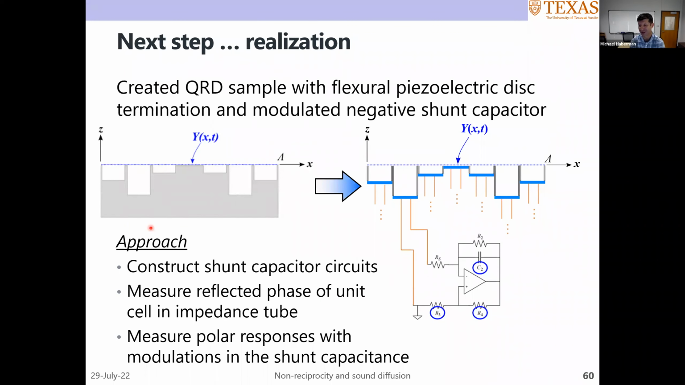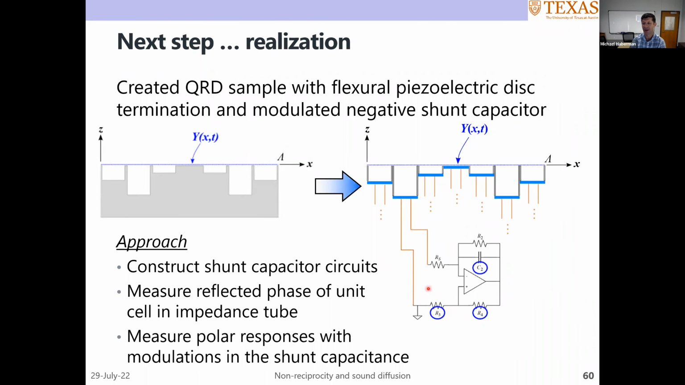But we've made this QRD sample. We had to learn a whole lot about single board computers and talking to all these sorts of things. It's been fun, but it's been interesting. So our next step, we're going to create a sample, and we're going to use this little piezoelectric disc termination. We're not going to shrink it like our little AMS, but we're going to use the usual depth for our diffuser design. And then these are little shunted piezoelectric bender elements.